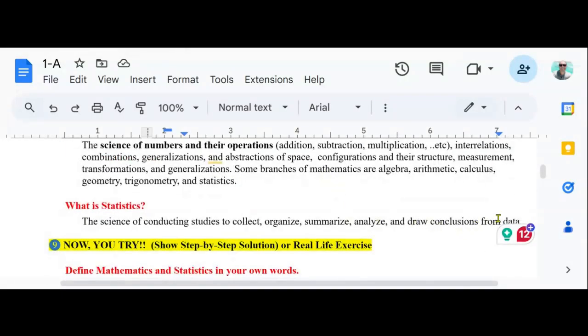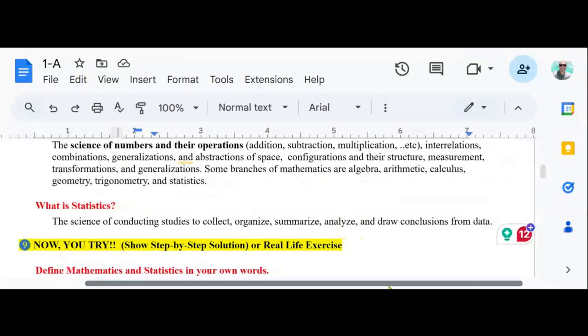So what is statistics? I need someone to read. What is statistics? The science of conducting studies.